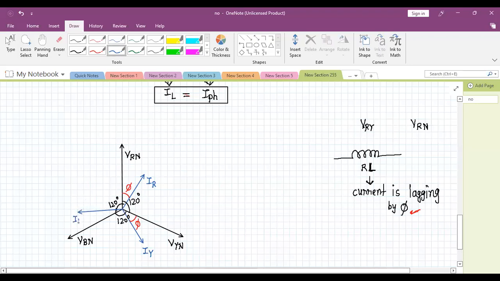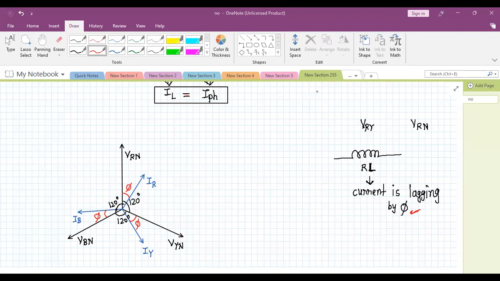Okay, so that is my IB, and the angle is also phi because our system is identical. So the angle between voltage and current will remain the same for all the phases. Is it clear up to this? What I have done, first of all, I have drawn the phase voltages 120 degrees apart from each other. After that, I have drawn the phase currents, which are lagging by the respective voltage by some angle phi.